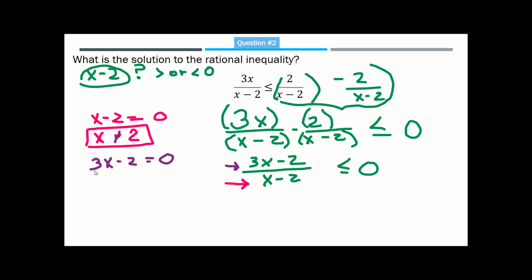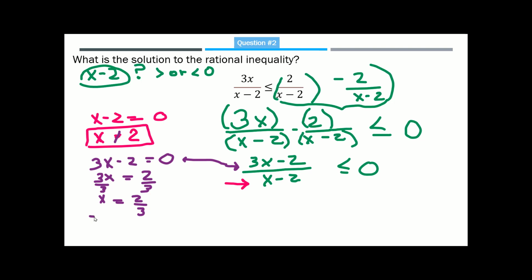So let's go to that purple equation and let's solve for x. So I'll add 2 to both sides. So 3x is equal to 2, and then divide by 3, and I'll get x is equal to 2/3. So how in the world do we put that on a number line, and how do we write our solution? So let me move over to the slide.